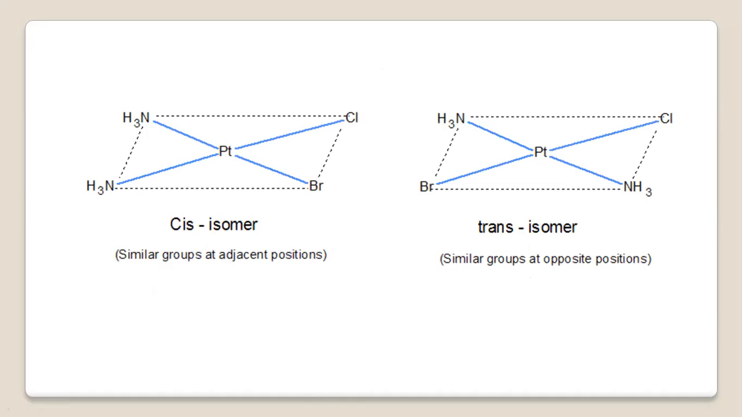In this structure, similar groups are present at adjacent positions, so these are also called cis isomers. Here Br, NH3 and NH3. Similar groups are present on the opposite side of the platinum. This is a coordination complex where the platinum is surrounded by four groups, and these groups form a planar geometry. When two similar groups are at opposite positions it forms the trans isomer, and here the NH3 groups are at adjacent positions, so it forms the cis isomer. So this is about geometrical isomerism.